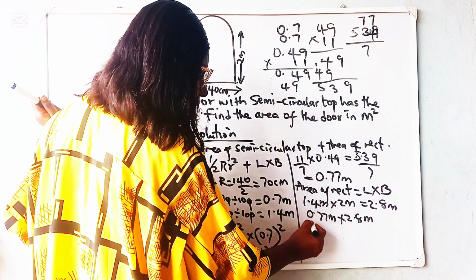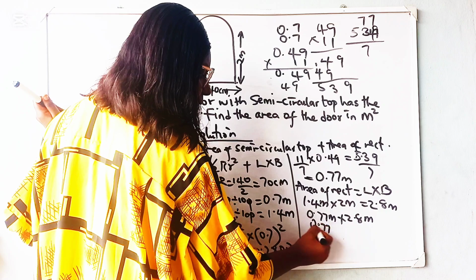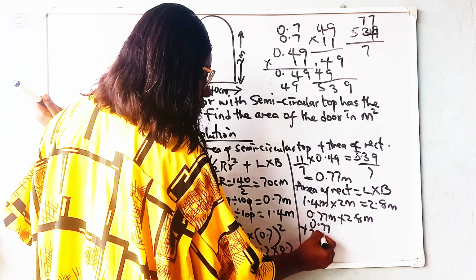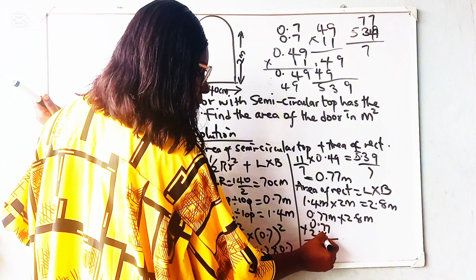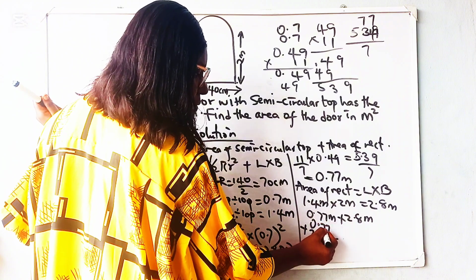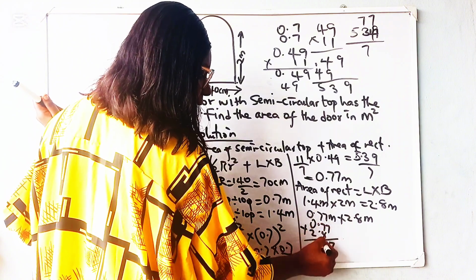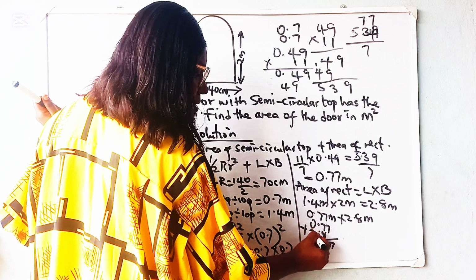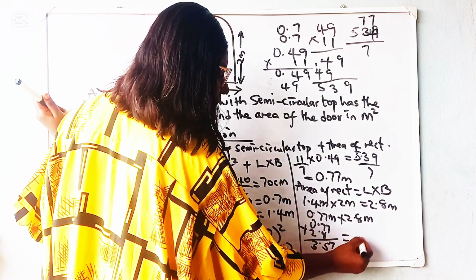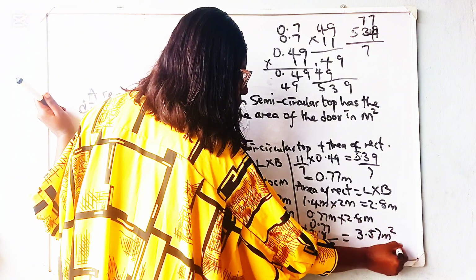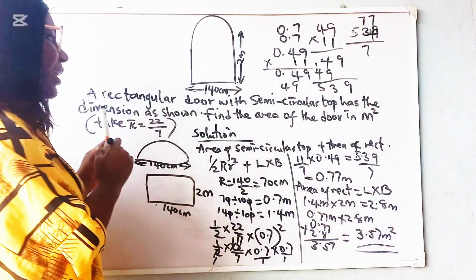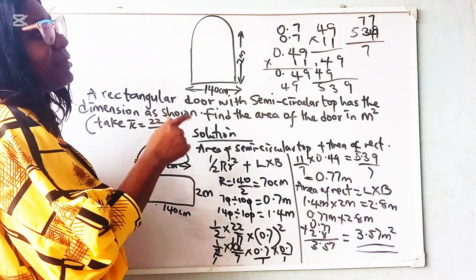So we have 0.77 plus 2.8. Bring down 7. 7 plus 8 gives us 15. Carry 1 and put it here. 1 plus 2 gives us 3. So our final answer is 3.57 meter squared. That is the area of the door in meter squared.